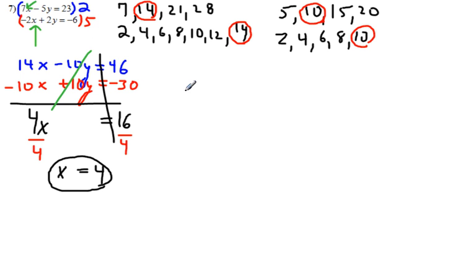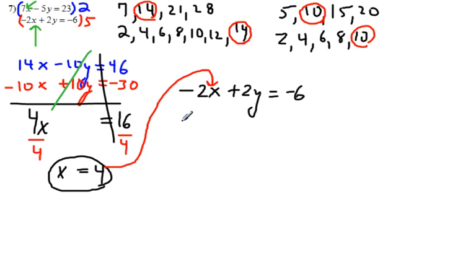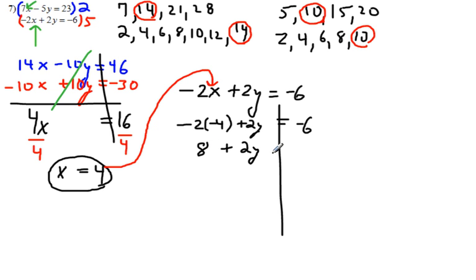So let's rewrite that second equation. -2x plus 2y is equal to -6. I'm going to take that 4 and replace it right here. X will change to 4. So we get -2 times 4 plus 2y is equal to -6. We solve this and we are done. -2 times 4 is -8 plus 2y is equal to -6.